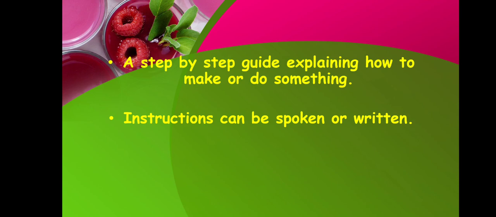Process writing is a type of writing that is a step by step guide explaining how to make or do something. The instructions can be spoken or written in a process writing. So when you write the process, you will be writing in the form of giving instructions how to do something. For example, how to make a sandwich, how to make a toy car, like this.